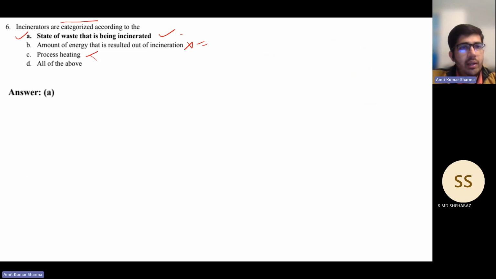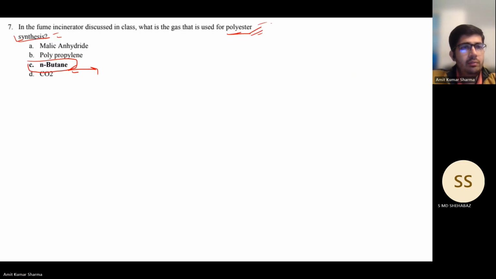Incinerators are categorized according to the state of the waste being incinerated, like solid, liquid, or gaseous. In the fume incinerator, as discussed in class, the type of gas used for polyester synthesis is N-butane.